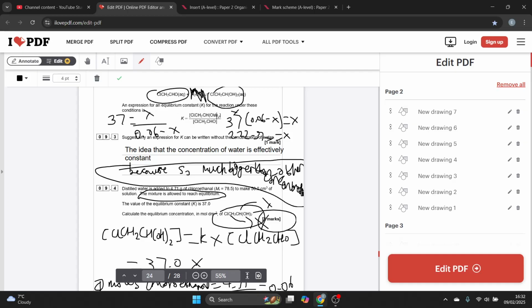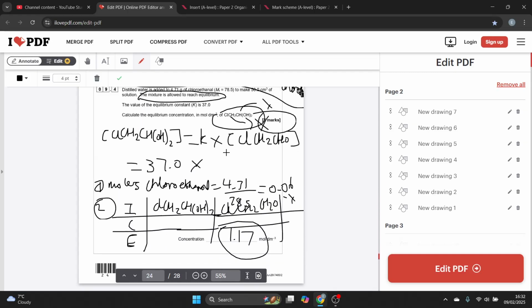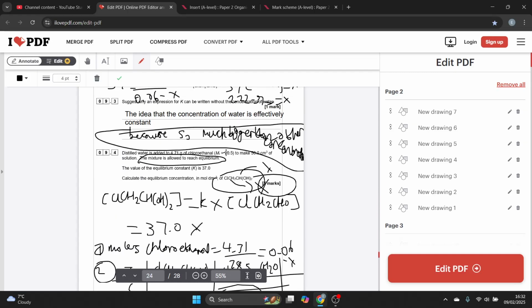Show the cancelling of the volumes. And then rearrange it. Expand the brackets. You get x is equal to something. And then divide, 2.22 divided by 38. You get x is equal to your value, right? And then that is moles.